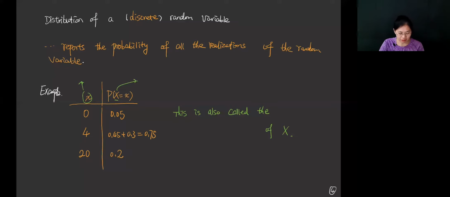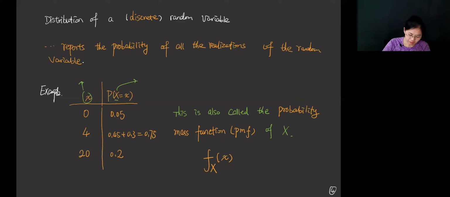This distribution that lists all the probabilities, the probability of all the realizations, is also called the probability mass function of X, or PMF of X. Usually the PMF is denoted little f with a subscript capital X and with an argument lowercase x. So the lowercase letters usually stand for the realization, and the capital letter X usually stands for the random variable.